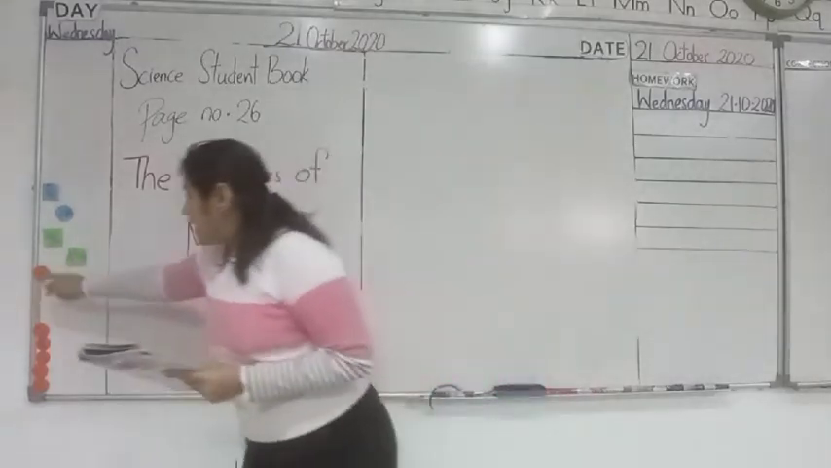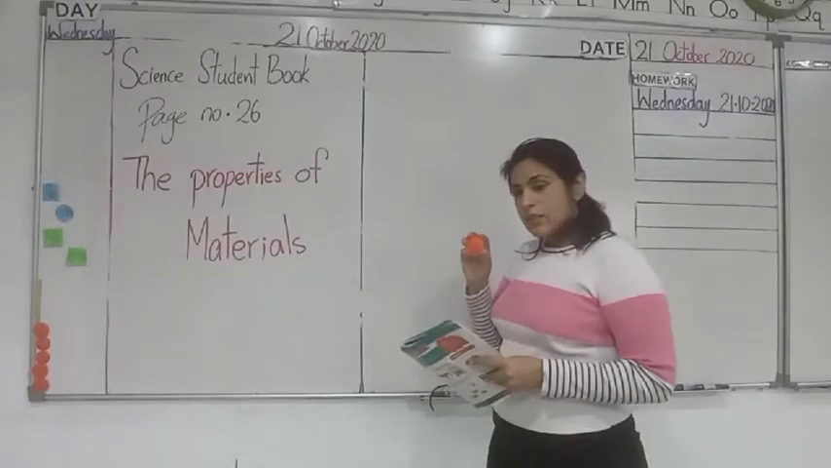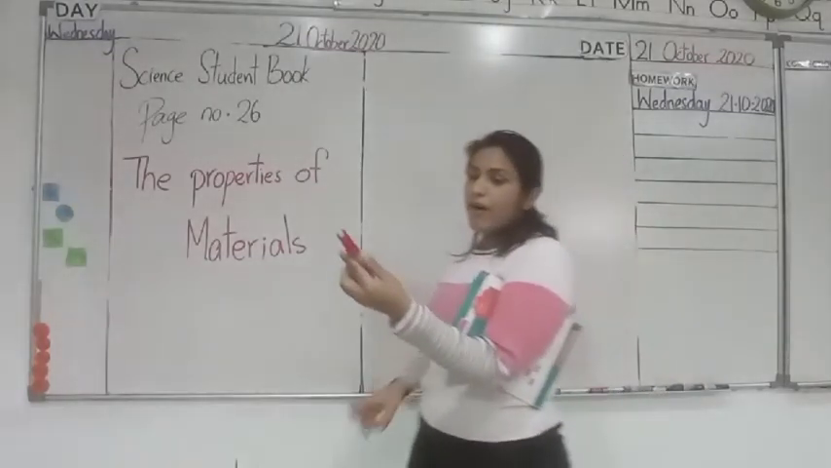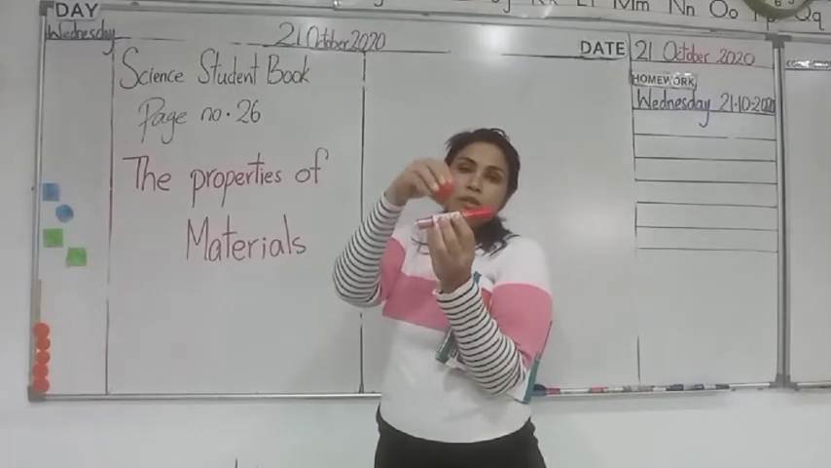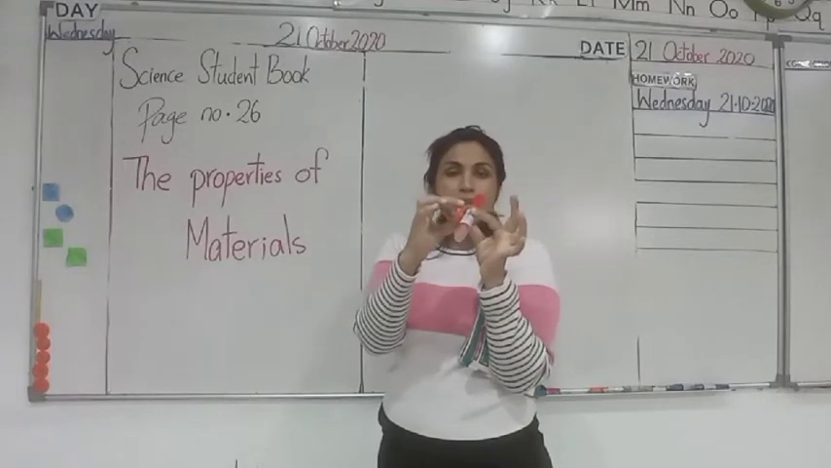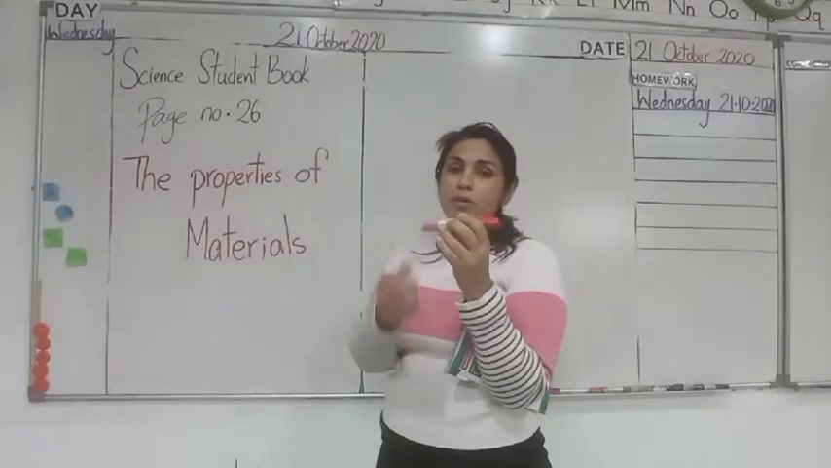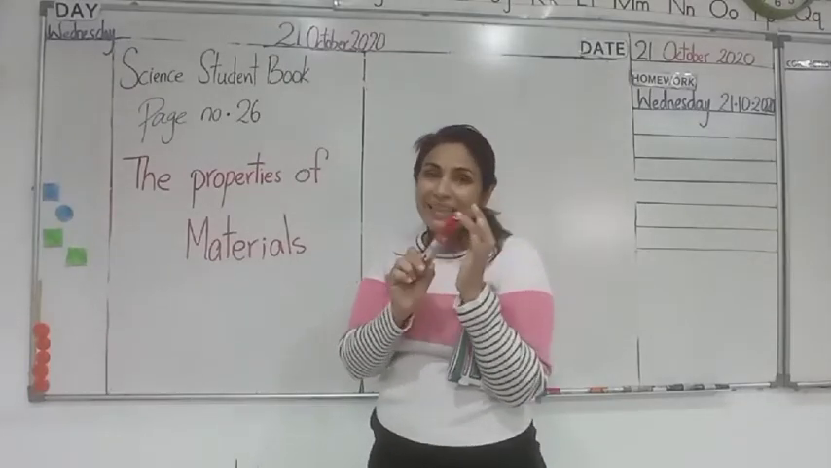So this is the magnet. This magnet will attract. For example, if I hold the marker and I try to bring it closer to the magnet, they both are not attracting. They are not pulling each other. Why? Because this is made of plastic. So plastic is not magnetic.